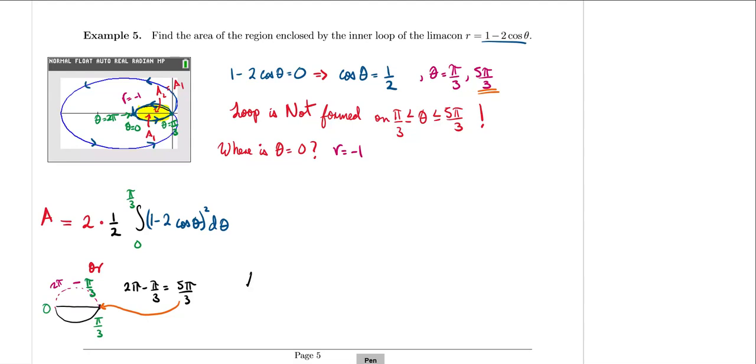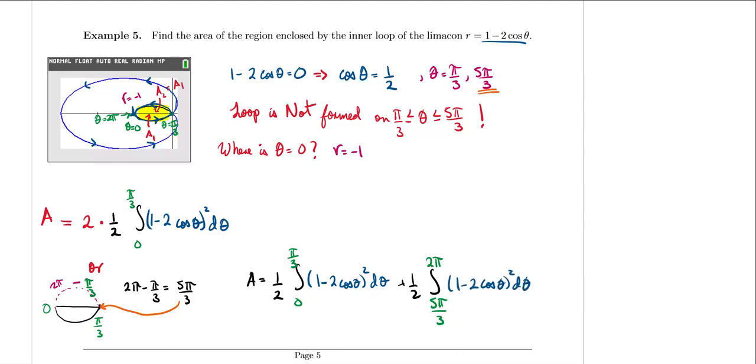So what we can do here is set up two integrals. The first one being the one that's giving you the inner loop. So it's going to be 1/2 from 0 to pi over 3 for (1 minus 2 cosine theta) squared d theta, plus 1/2, now it's the integral from 5 pi over 3 to 2 pi for (1 minus 2 cosine theta) squared d theta. Both approaches are the same thing. However, why do two integrals when we could just easily do one of them and simply multiply it by 2? And that's the approach that I'm going to be taking.